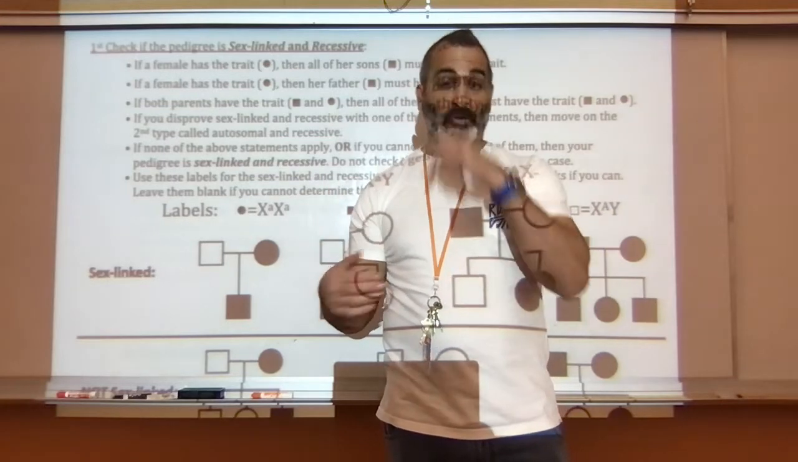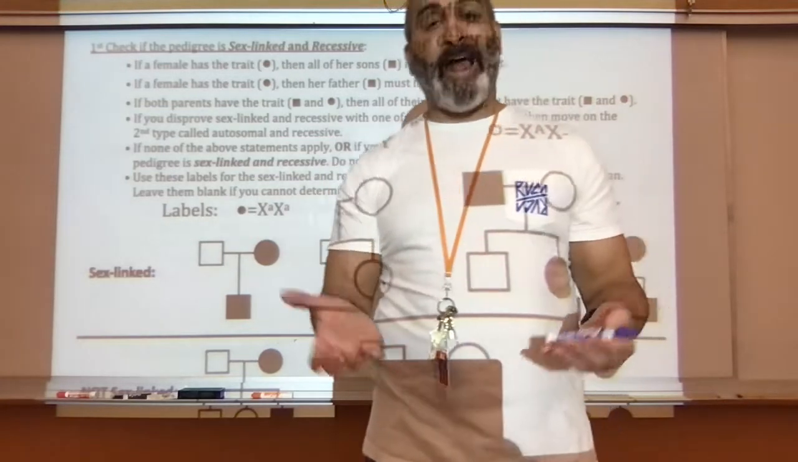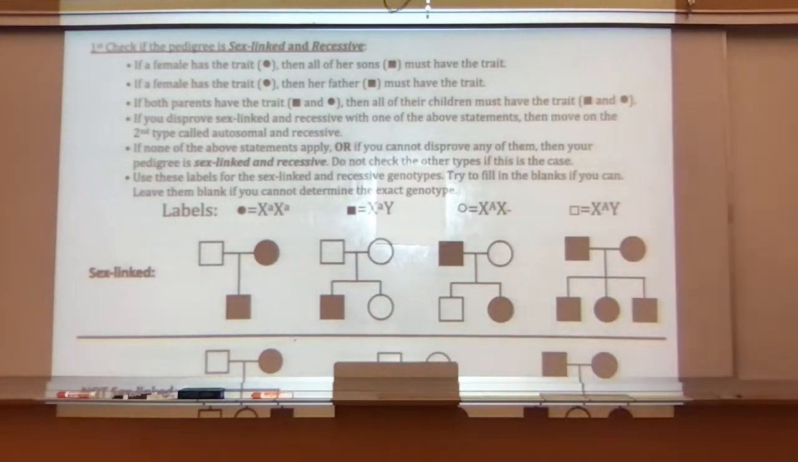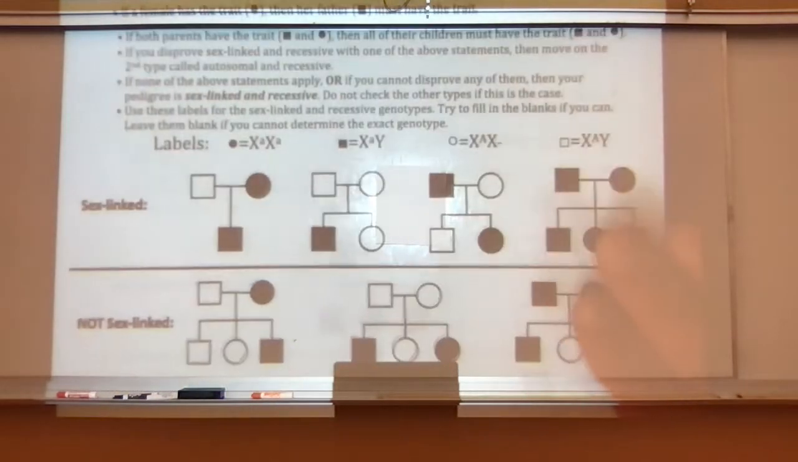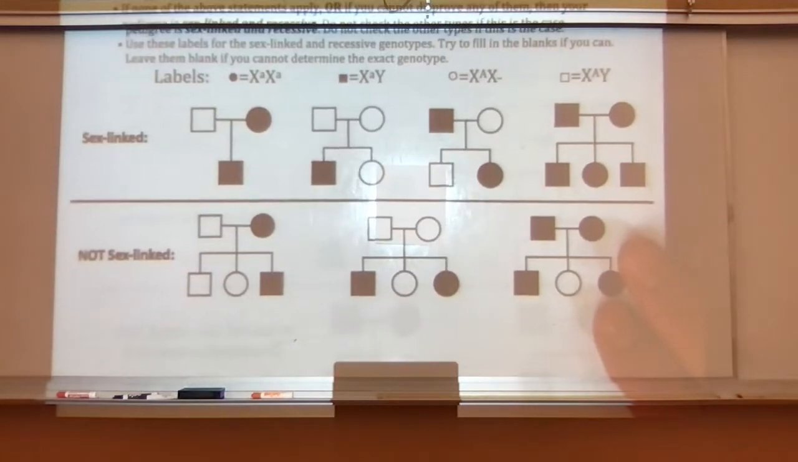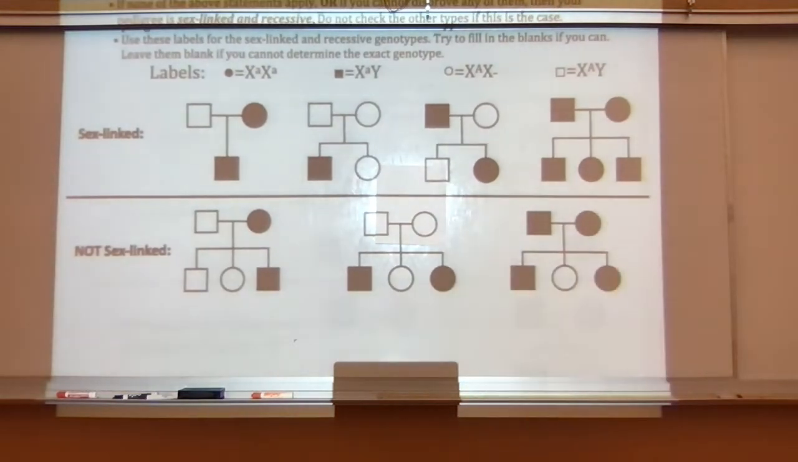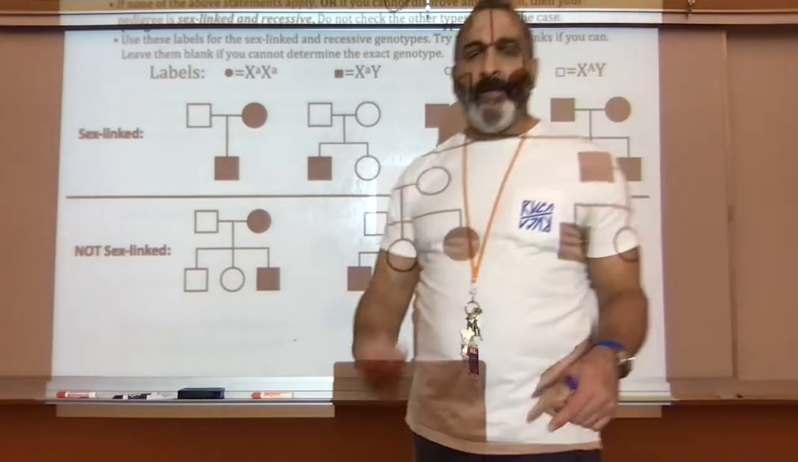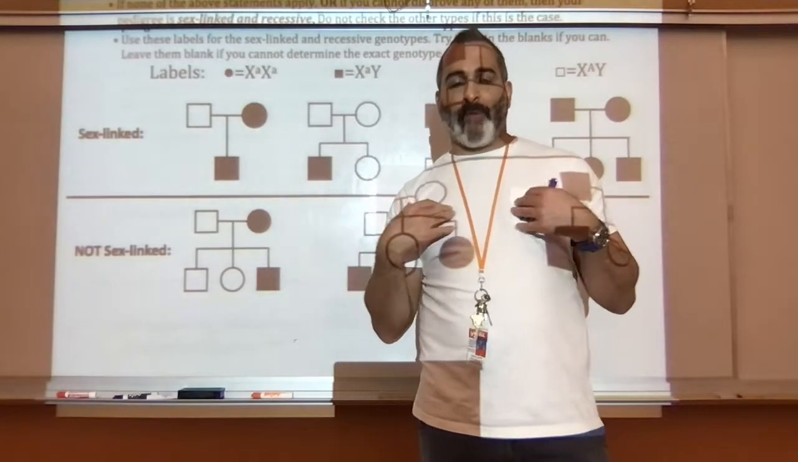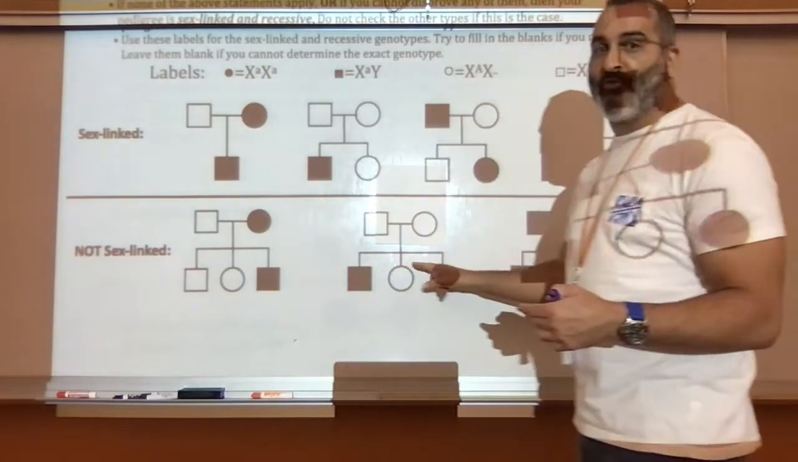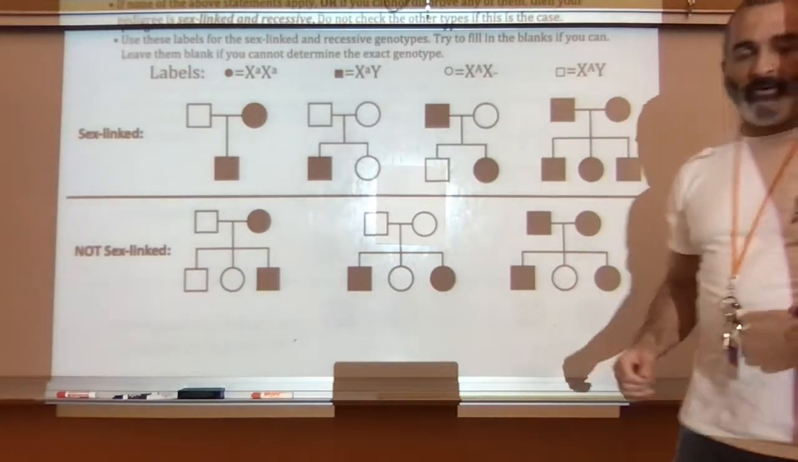So then let me show you what you would do next. I'm going to slide the paper up so you can see some not sex-linked pedigrees, and we'll compare them. Okay, so here's some not sex-linked pedigrees, all right? I'm going to go back. I know you can't see the rules on the paper, but I'm going to go through the rules and show you how these ones are proved wrong, okay?